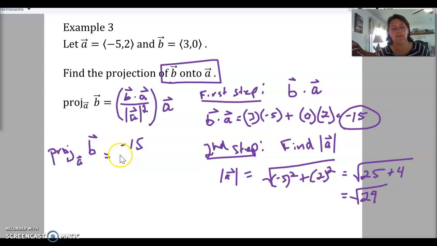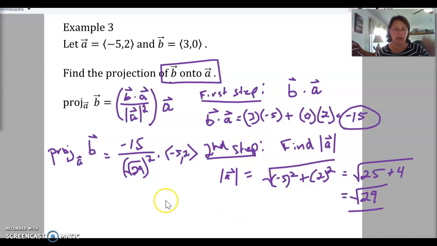So negative 15 over the magnitude of A, which we just found to be the square root of 29, and it's the magnitude squared, which works out kind of nice, times the vector of A. So vector A is equal to negative 5, 2. Okay, so let's simplify that a little bit. We've got negative 15 over 29 times the vector negative 5, 2.